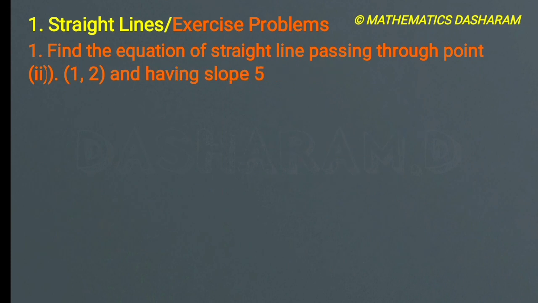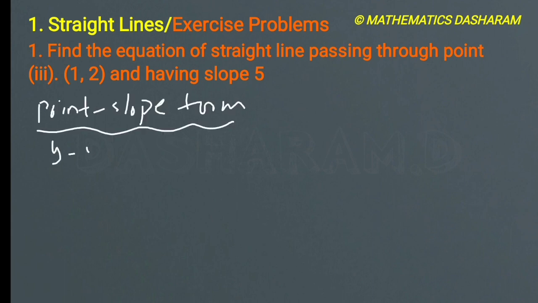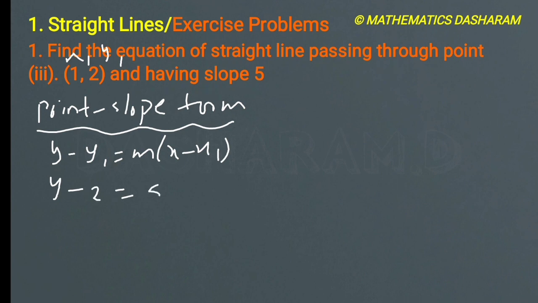Next, the third question: point (1, 2) and slope 5. Here the slope is given directly, so use the point-slope form. y - y1 = m(x - x1). Here this is x1, this is y1. y1 is 2, m is the slope, that is 5, and x1 is 1. So y - 2 = 5 into x, 5x minus 5 into 1 is 5.